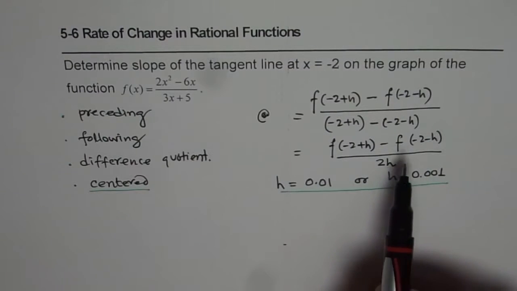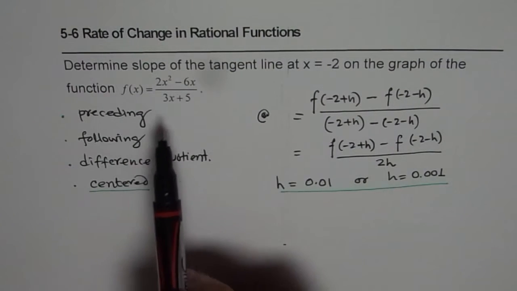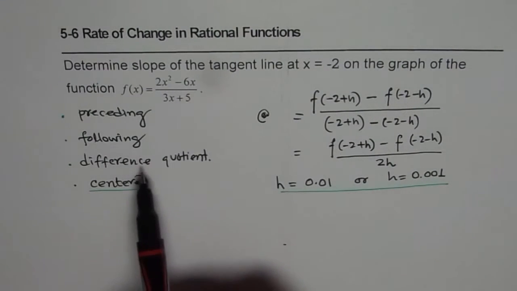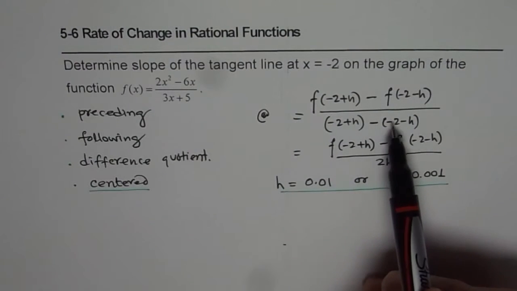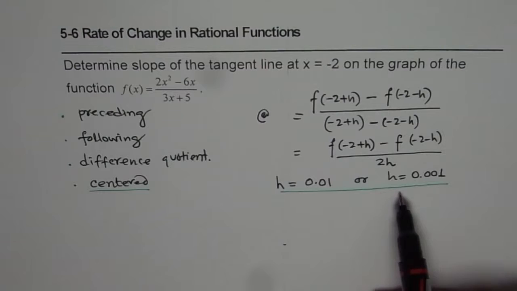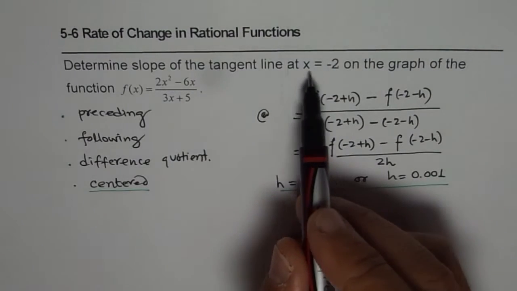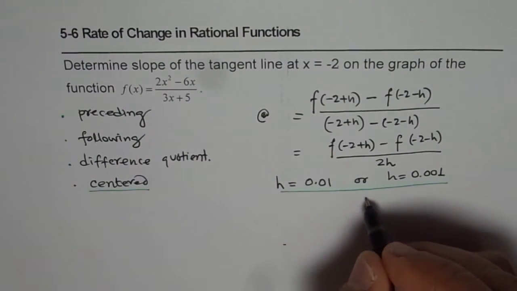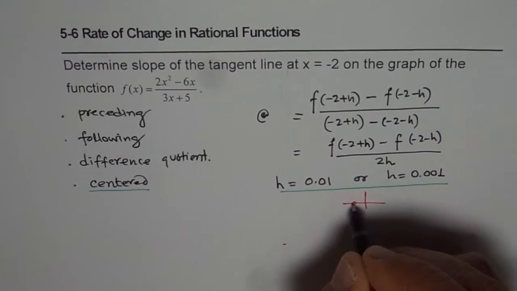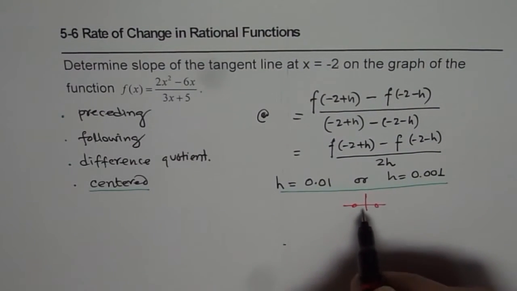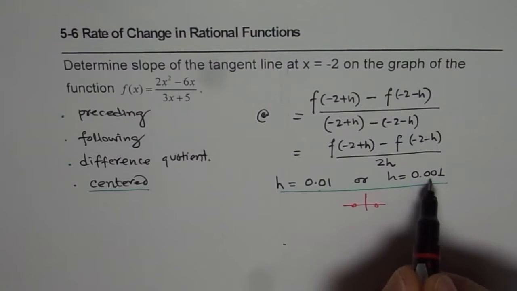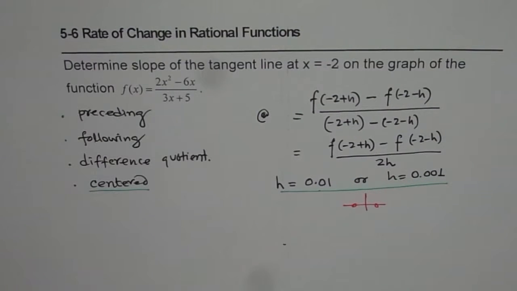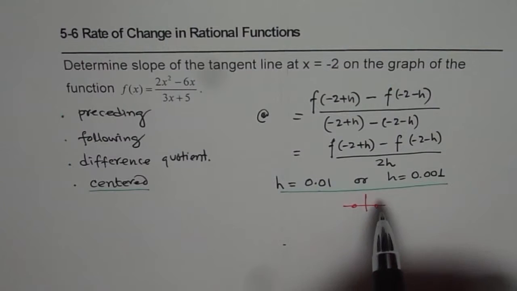Now in some questions you may have to find the point. In that case we may have to follow the difference quotient or general method. We'll use the same difference quotient formula, but we'll use the centered value. So that point x equals minus 2 is in the center. This is our point, and we are considering 2 points on either side, equidistant, but very close. So h is very close. It could be 0.01 or 0.001. You can do the calculations, which I'm not doing for you here.